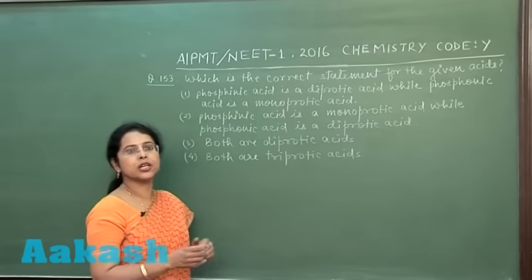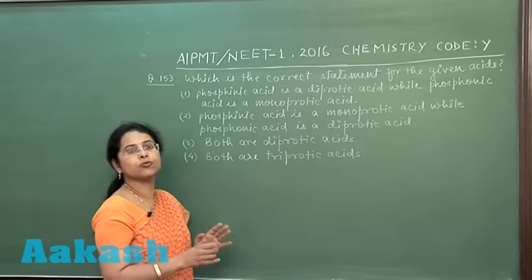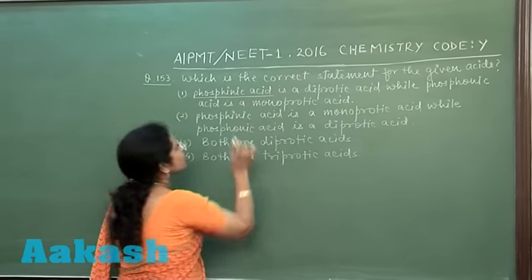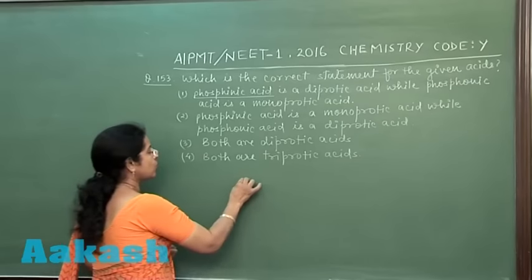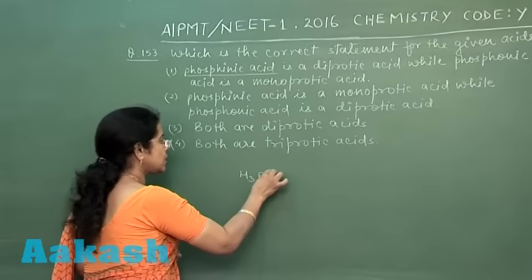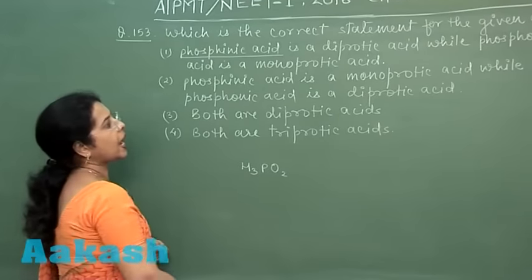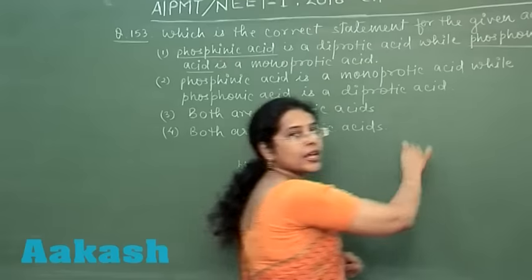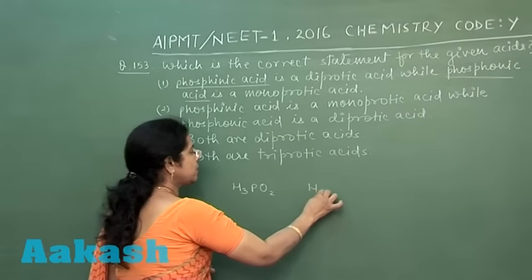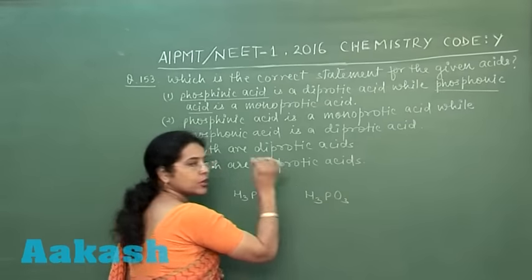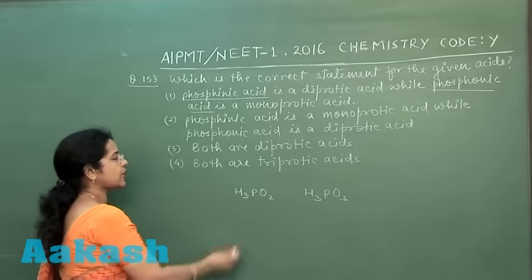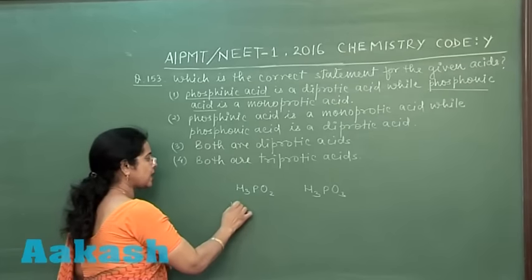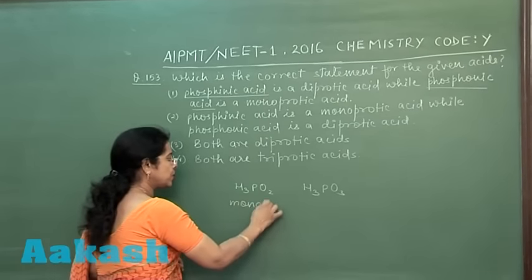So the question is related to the basicity of the phosphorus acids. Now let us see. The first term is phosphinic acid. Phosphinic acid is H3PO2, and phosphonic acid is H3PO3. Now we are well aware that H3PO2, its basicity is 1 and this is a monoprotic acid.